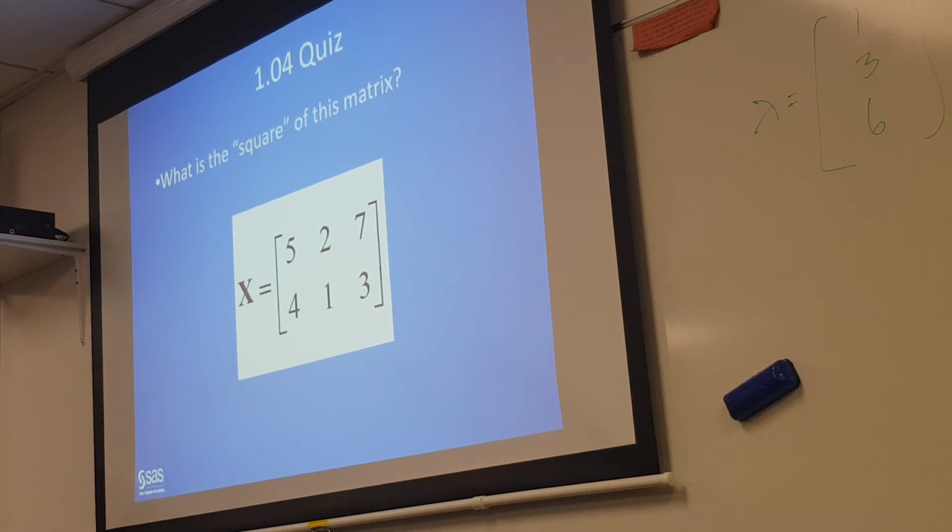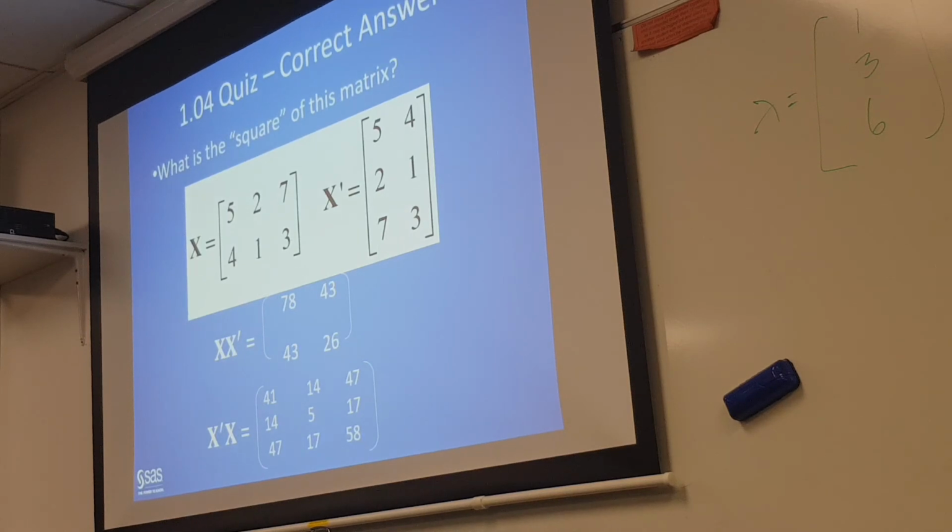So what's the square of this matrix here? What's X transpose? There are 2 things we could do. One is going to be the sum of cross products. I won't go into the details of this. We could do X transpose X like this, or we could do X X transpose. We end up with 2 different answers, in fact. Both are going to be square matrices.